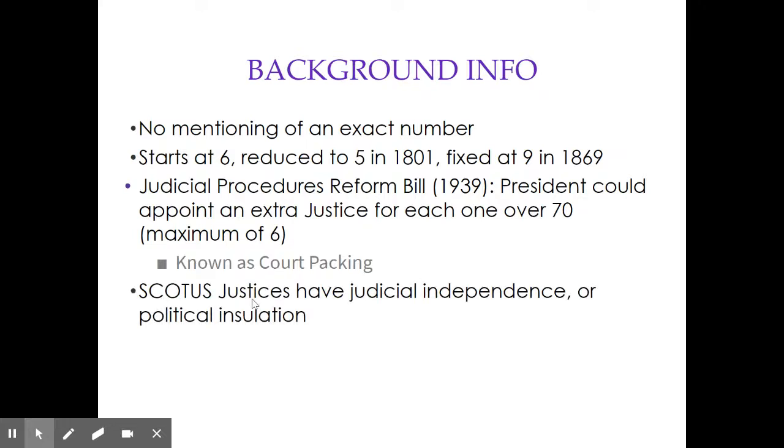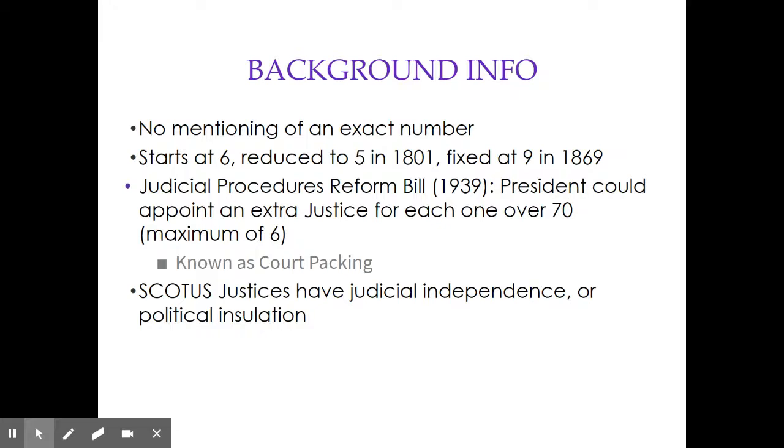Also, it's important to note that Supreme Court justices have judicial independence. That's the key word. Or really what it is, political insulation. How are they insulated from political stuff? Well, 2 things. They're appointed, they're not elected, and they have life terms. So the intention behind this is to allow the Supreme Court justices to not be unfairly influenced by the other branches or even by voters.